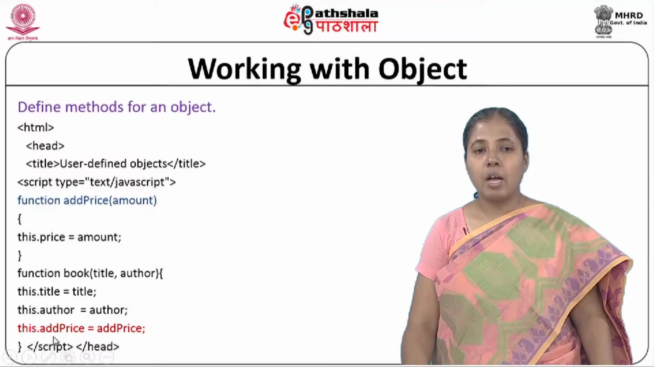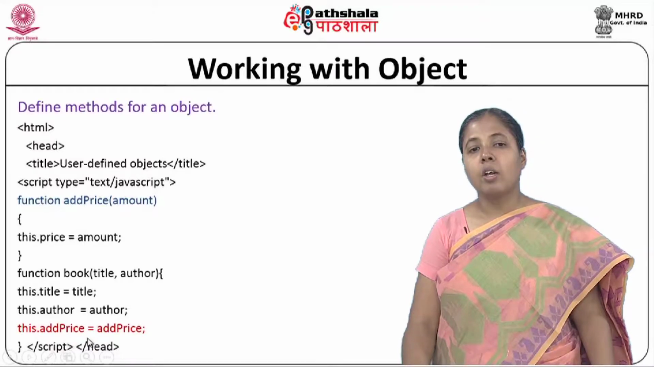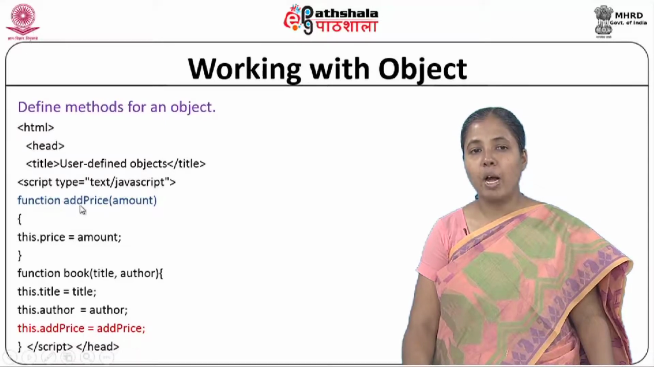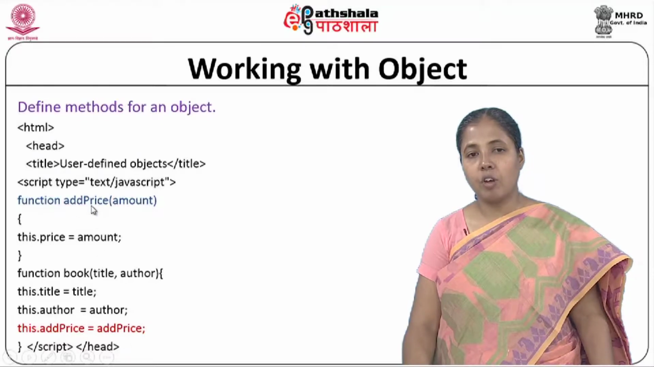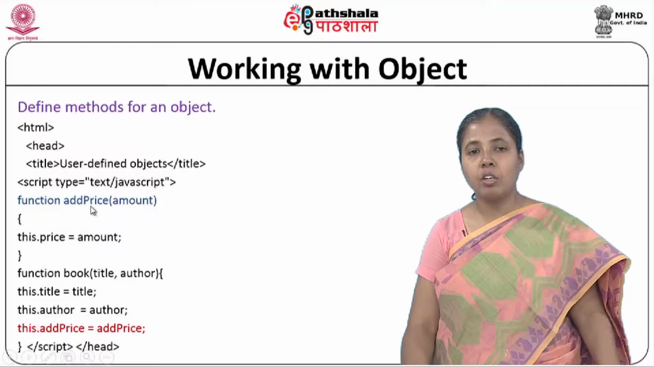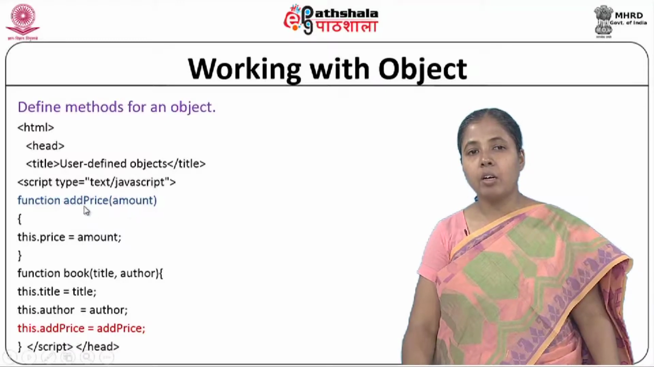You then add another property called addPrice to this book object, and here you are trying to assign a method. addPrice is another function through which you assign a value to the third property. addPrice is a function that is defined to take a parameter called amount, and this amount is assigned to the third property of the book called this dot price.